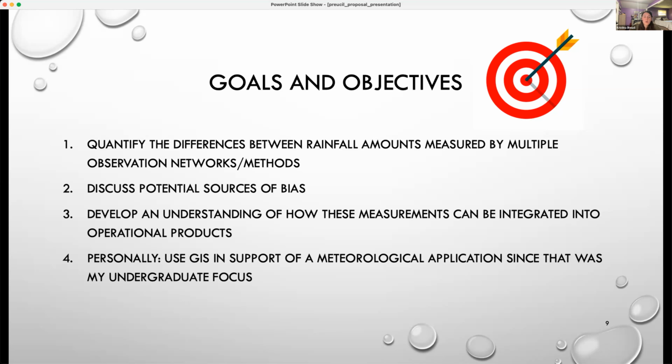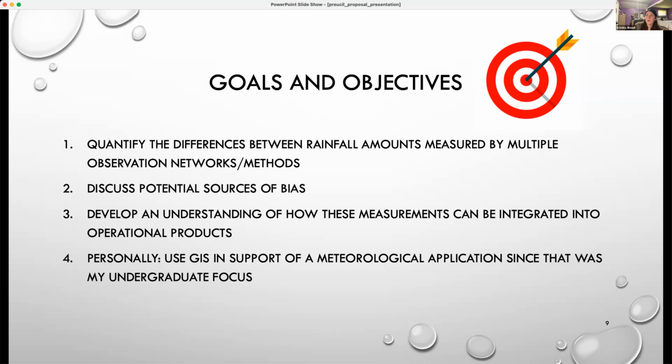We also want to garner a quantitative and qualitative understanding of how these observations can be integrated into other products to make them better. An example: if we did have that equation to model the difference, that would definitely help in terms of initiating the numerical weather prediction models that I mentioned earlier.